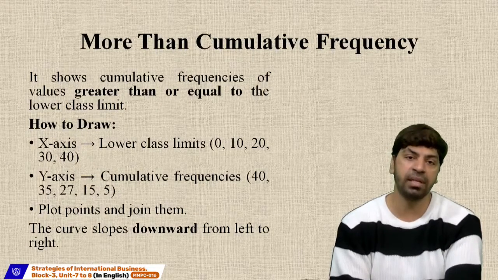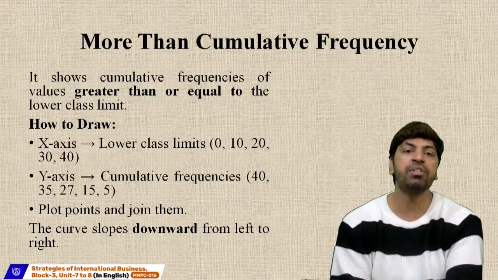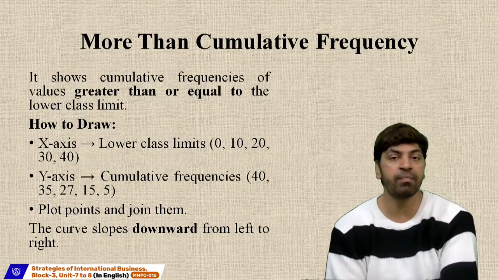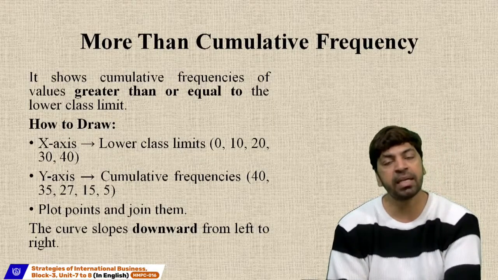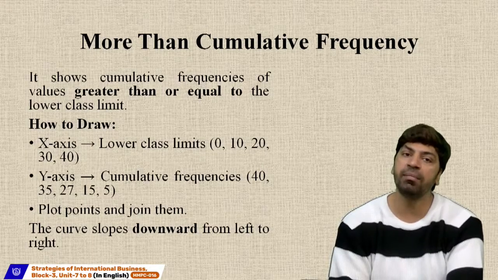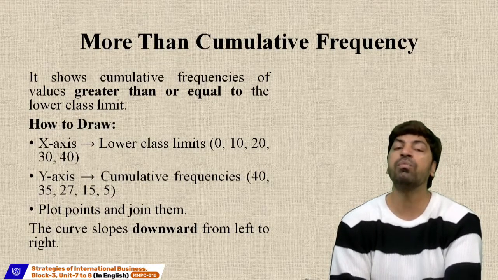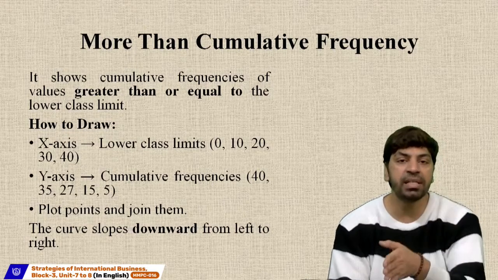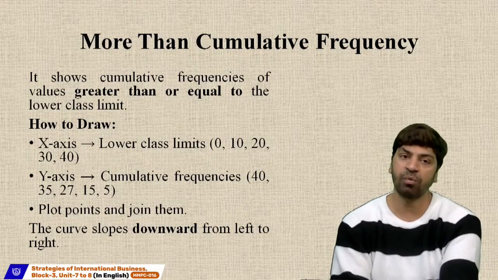Lower class limit. So when we talk about the lower class limit, let's say marks would be 10 to 20. So 10 would be the lower limit, and you can say 20 would be the higher limit. So it shows that cumulative frequency values could be greater than or equal to the lower limit. That means it should be more than 10. That could be the more than cumulative frequencies.